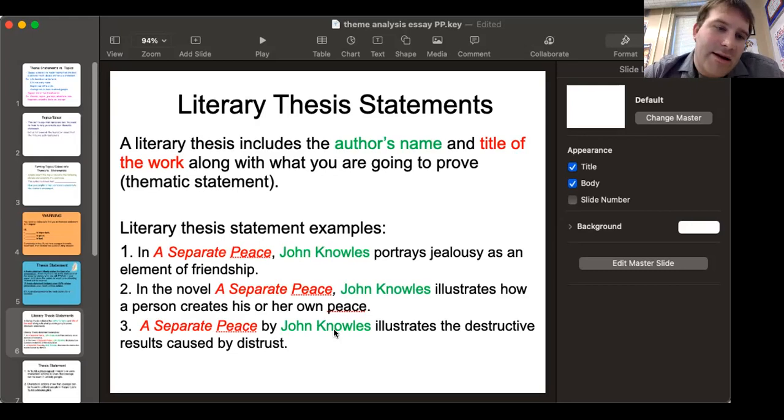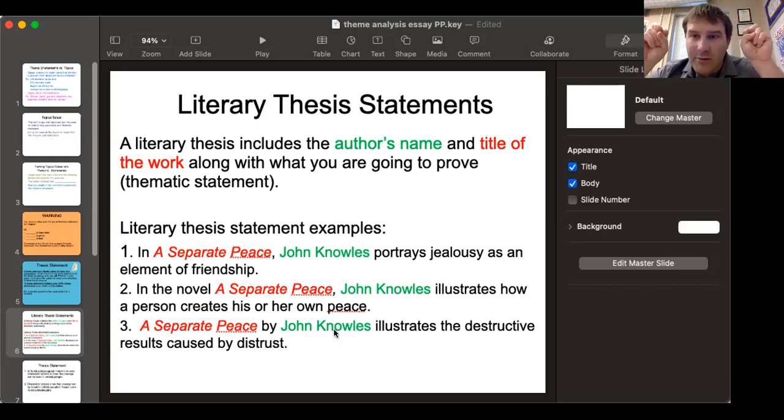You could do: in "Walkers of the Dawn," comma, Langston Hughes portrays, blah, blah, blah, in the section of poetry, comma. Or: "Walkers of the Dawn," comma, Langston Hughes illustrates, blah, blah, blah. Or: "Walkers of the Dawn" by Langston Hughes illustrates, blah, blah, blah.